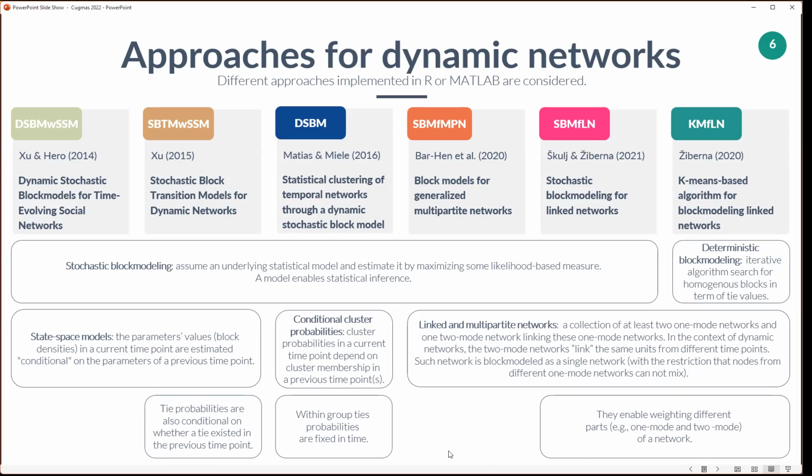And I put some special information for some selected block modeling approaches. For example, this one proposed by Hu assumes that the tie probabilities are conditional also on whether a tie existed in the previous time point or not. The dynamic stochastic block modeling model assumes within group tie probabilities are fixed in time, and these approaches proposed by Žiberna and also Schoch enable weighting different parts of the network.